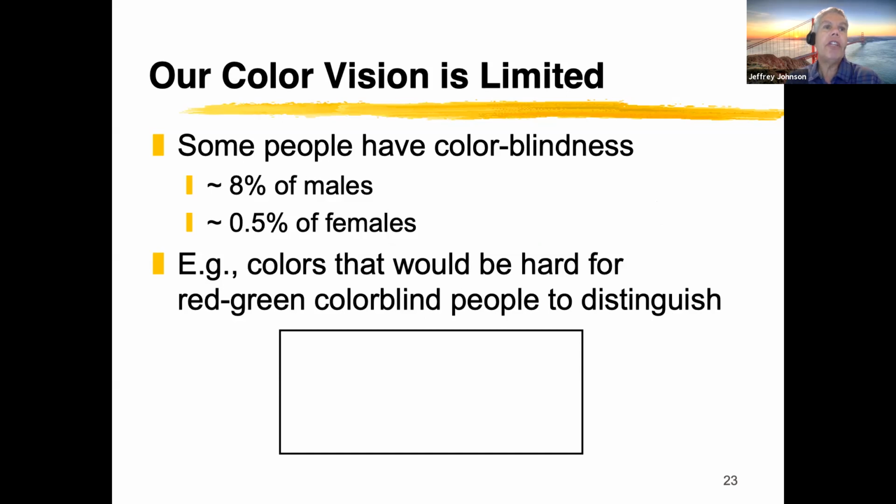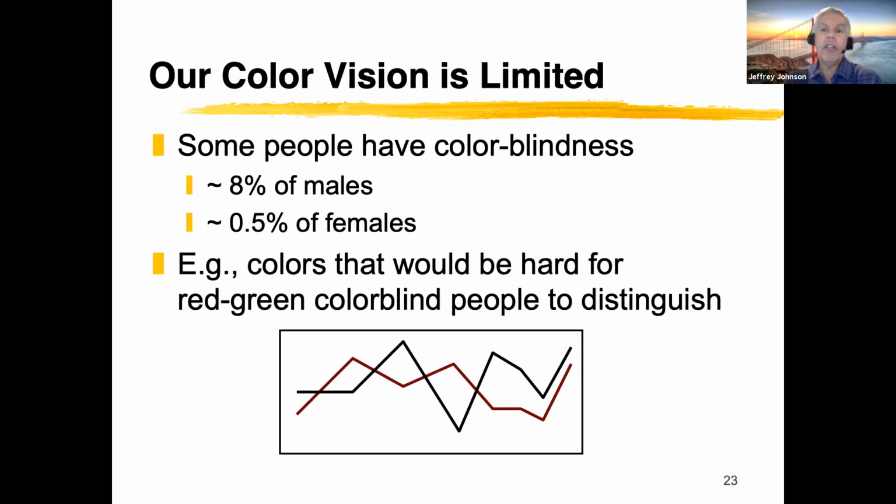So 8% of males have some kind of color blindness. There are different kinds, but 8% of males have one or another of the several different kinds. 0.5% of females do. For example, a friend of mine who is red-green colorblind can't tell the difference between these two lines. To him, they're exactly the same color. I see one as dark red and the other as black, but to him, they don't look different.